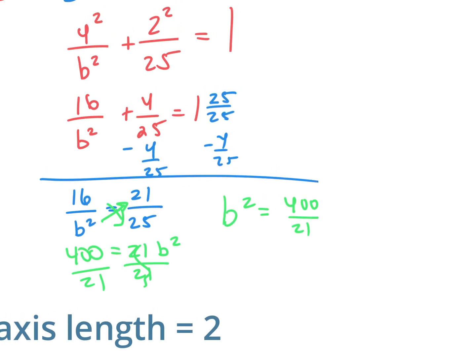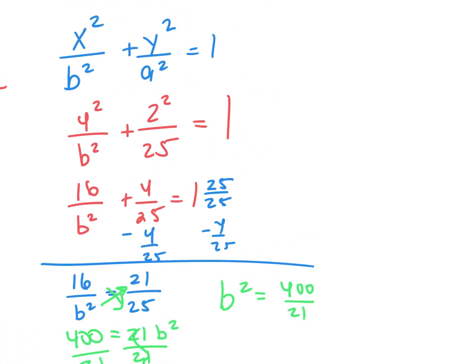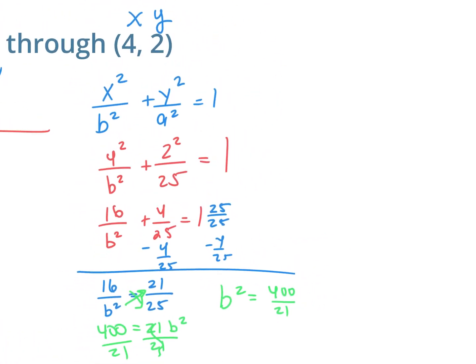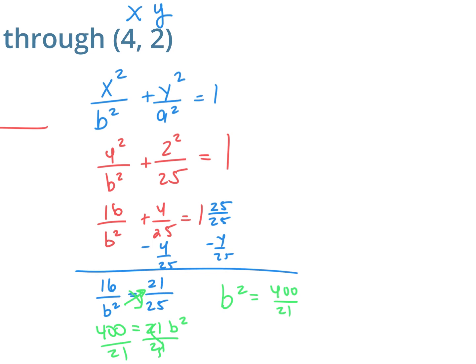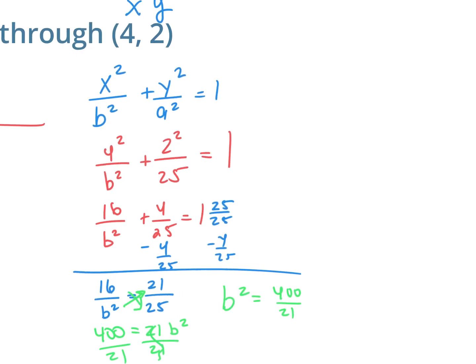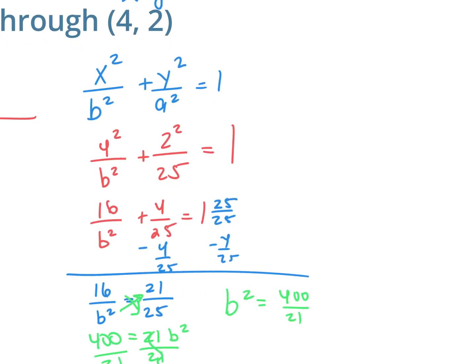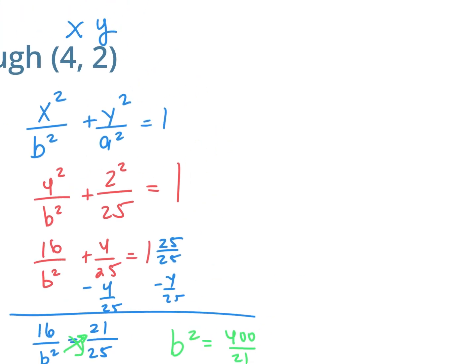We want to work smarter, not harder. Think about what you need in order to write your equation. What are the two denominators you need? B squared and a squared. Do you already have b squared, guys? Don't make your life any harder. Let's go ahead now and write our equation.